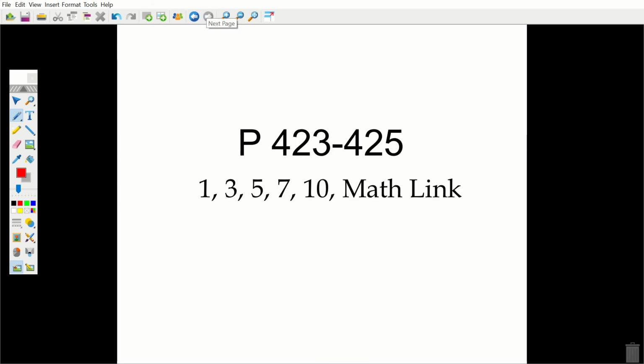Now your task for today is pretty simple. You're going to do pages 423 to 425, and you're going to do 1, 3, 5, 7, 10, and you are going to omit that math link section in there. So again, 423 to 425, numbers 1, 3, 5, 7, and 10.